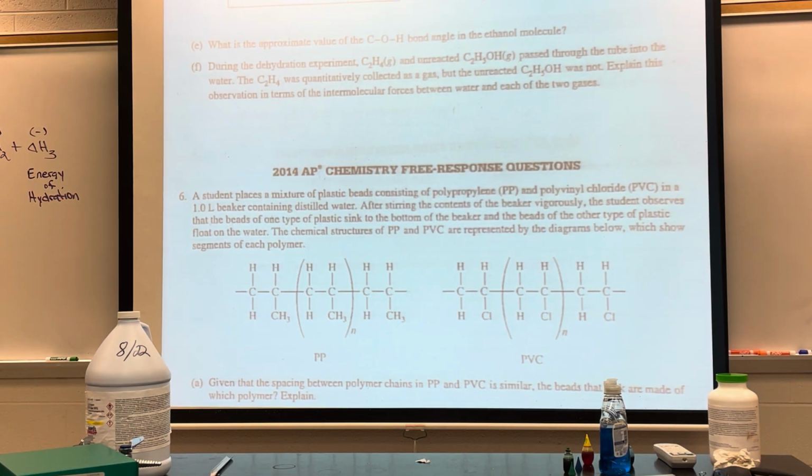Who wants to answer? Go ahead, Jack. C2H5OH forms more hydrogen bonds with water than C2H4, which makes it more soluble. Okay? I would say that that is probably half right. C2H5OH can form hydrogen bonds with water, which gives it strong solute to solvent attractions.